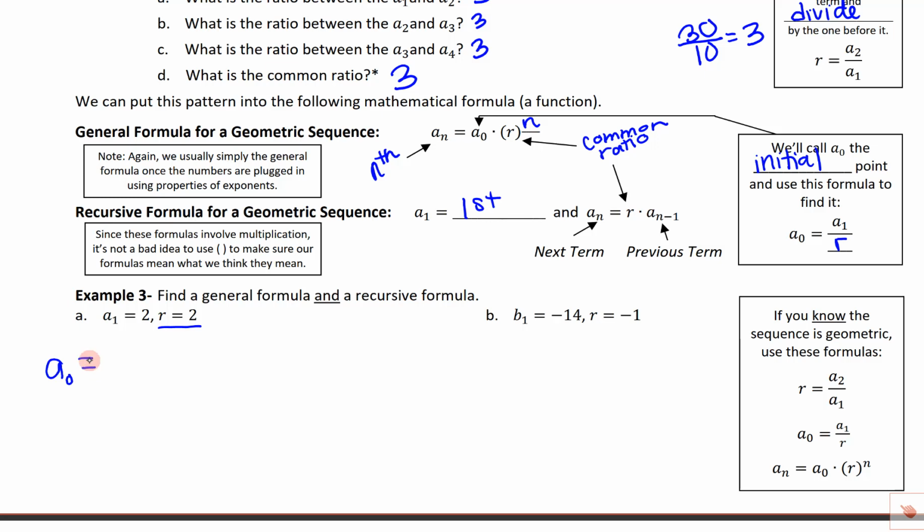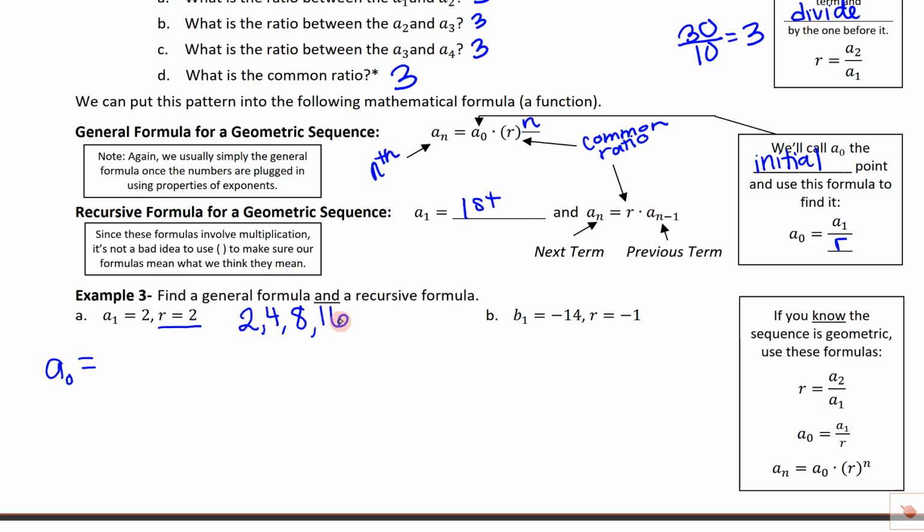It is a good idea to also write out the first 4 terms. That gives me a good idea if I'm doing it right. Also, it makes it easier to see if my a sub 0 is right and see if it makes sense. So a1 is our first number. The first number is 2, and we are multiplying by 2 in this one. So 2 times 2 is 4, times 2 is 8, times 2 is 16.